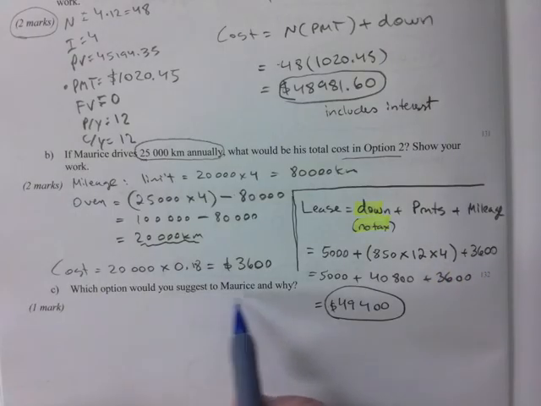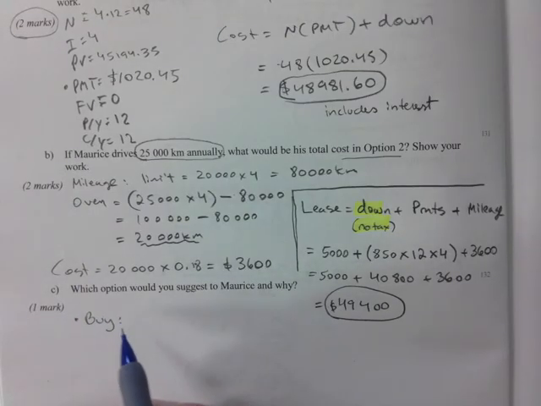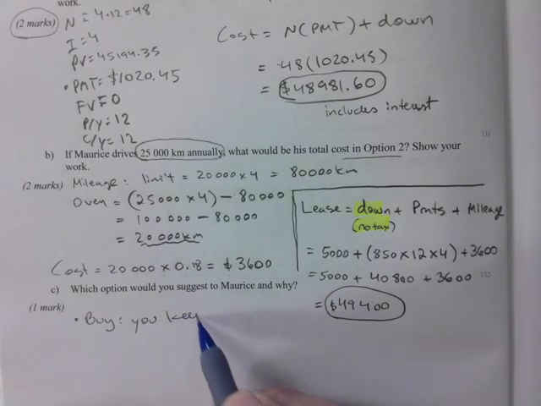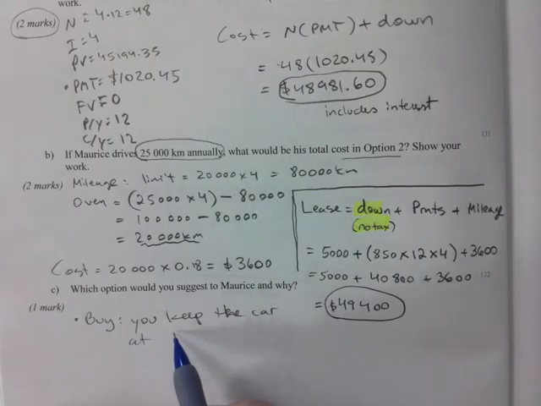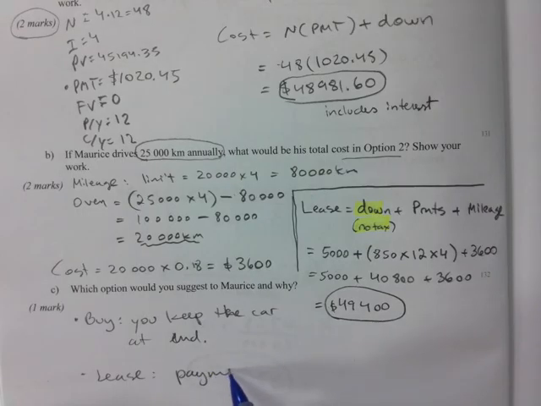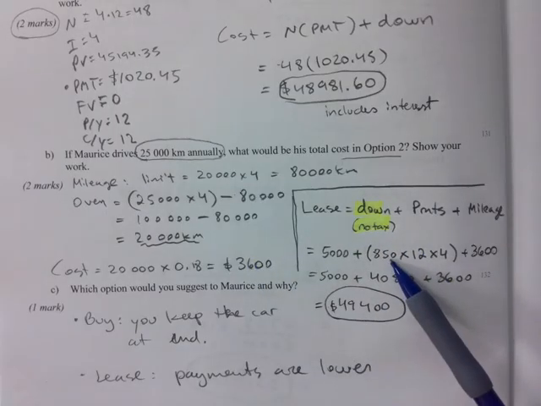Which option would you suggest? You can say buy, okay? You keep the car at the end. Or you can say lease. Payments are lower. I don't know if you noticed that, but the payments for the lease is only $850 a month versus the other one is 1,000 and something.